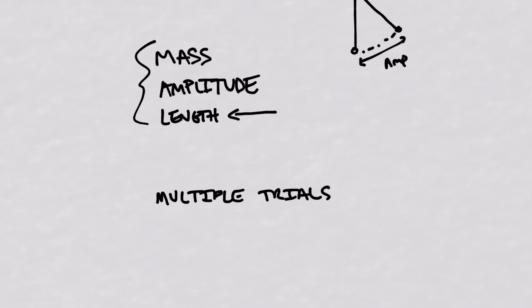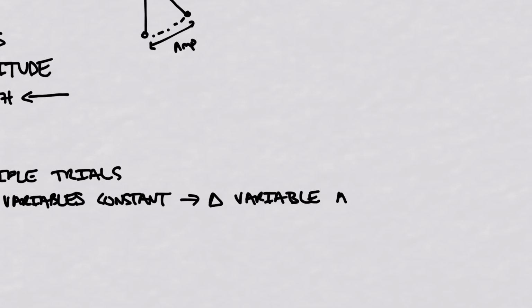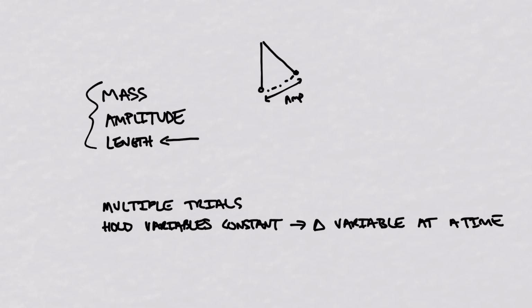You are also holding variables constant. Only changing one at a time. A triangle symbol, that means change one. So for example, when you were testing the effect of mass on the period, you kept the amplitude and the length constant and only changed the mass between trials.